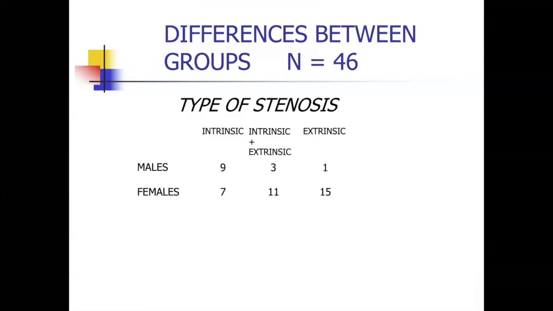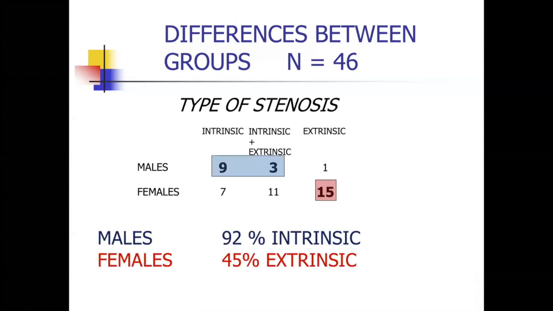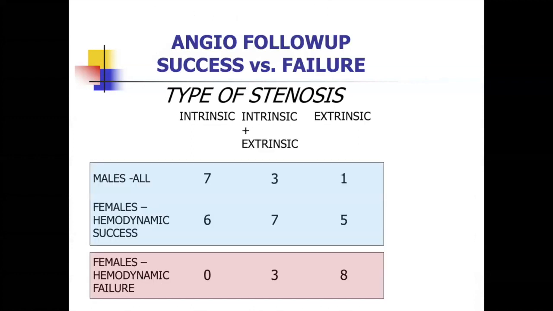And we found when we looked at the patients that we had at the time, there's a pretty marked difference. Males are almost purely intrinsic. Only one was purely extrinsic, whereas almost half of females are purely extrinsic. Furthermore, when we looked at what happened later, whether there were hemodynamic successes, in other words, no failure, or was there a failure where there was a recurrent gradient and recurrent papilledema, it was only females that failed.